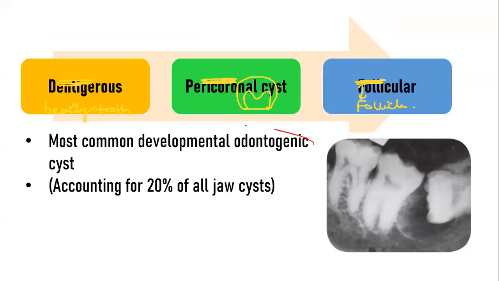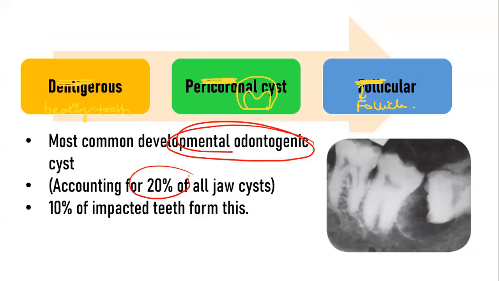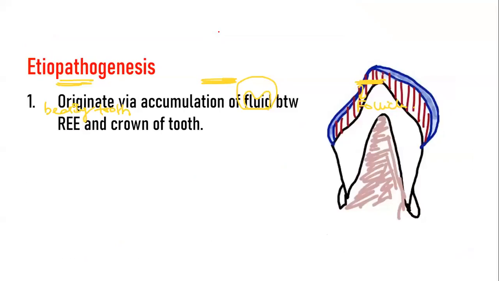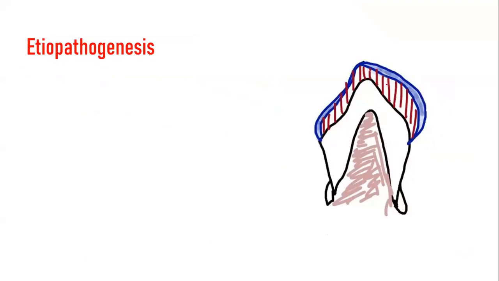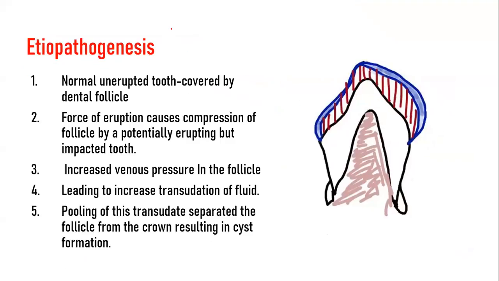It is the most common developmental odontogenic cyst, accounting for 20% of all jaw cysts. In its etiopathogenesis, as I've told you, it originates via the accumulation of fluid between the reduced enamel epithelium and the crown of the tooth, right? So let's go into this. You have the enamel surface here, right? And you know, during the time of eruption, it is covered by the dental follicle, which contains your reduced enamel epithelium and connective tissue, right?